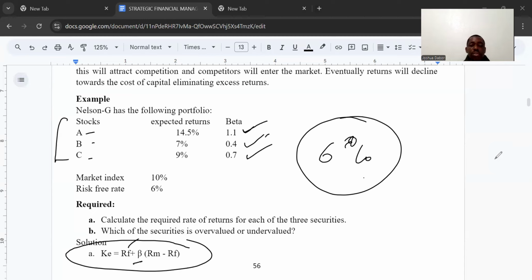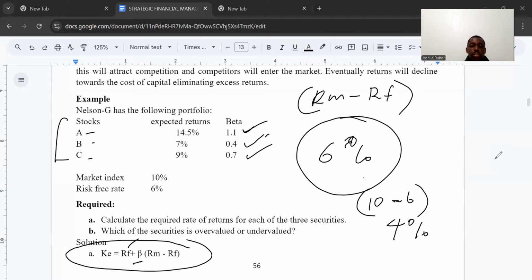So we now have also RM minus RF, which is the premium, the market risk premium. In this example, the market risk premium is 10 minus 6. So the market risk premium in this example will be what? 4%. Okay, so let's go down to the solution.